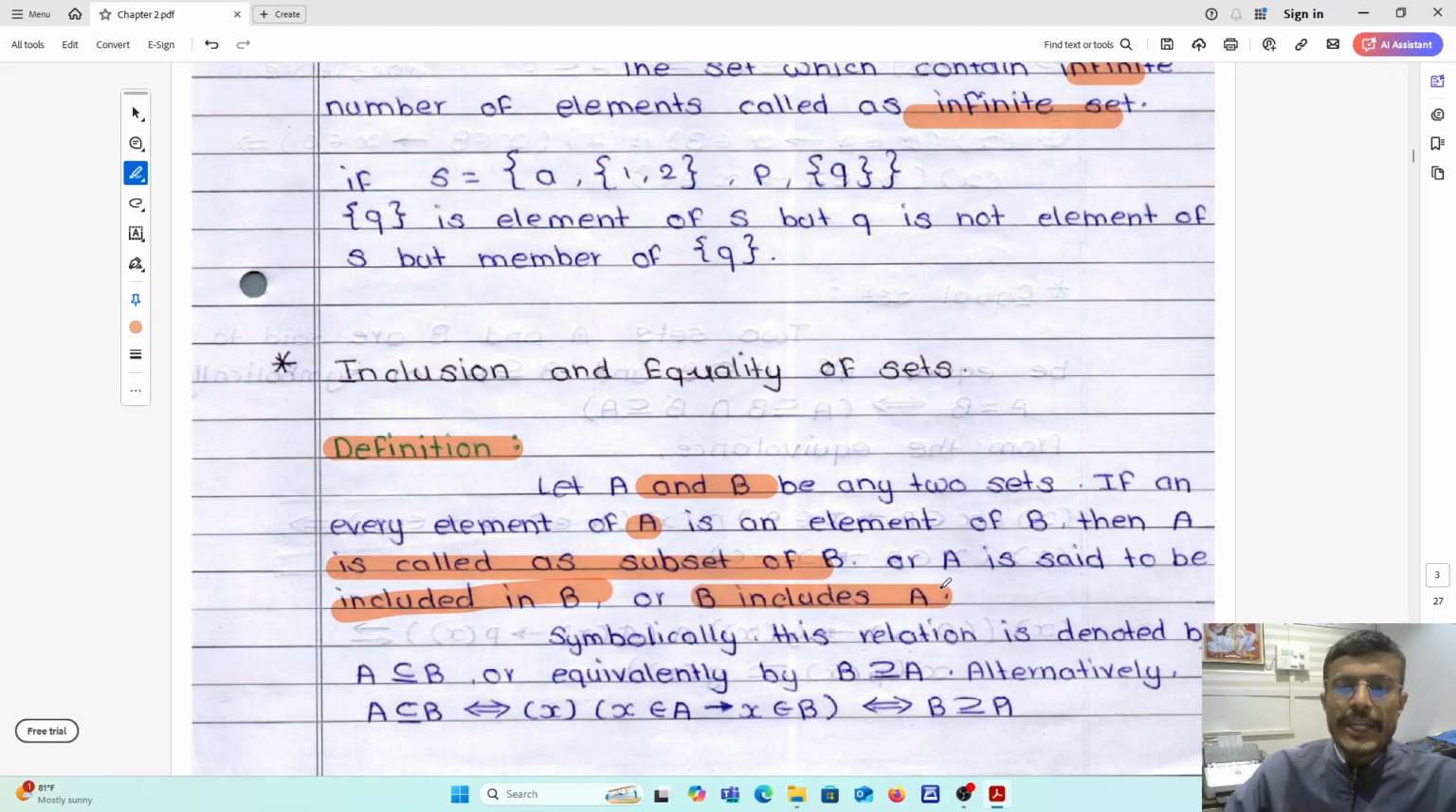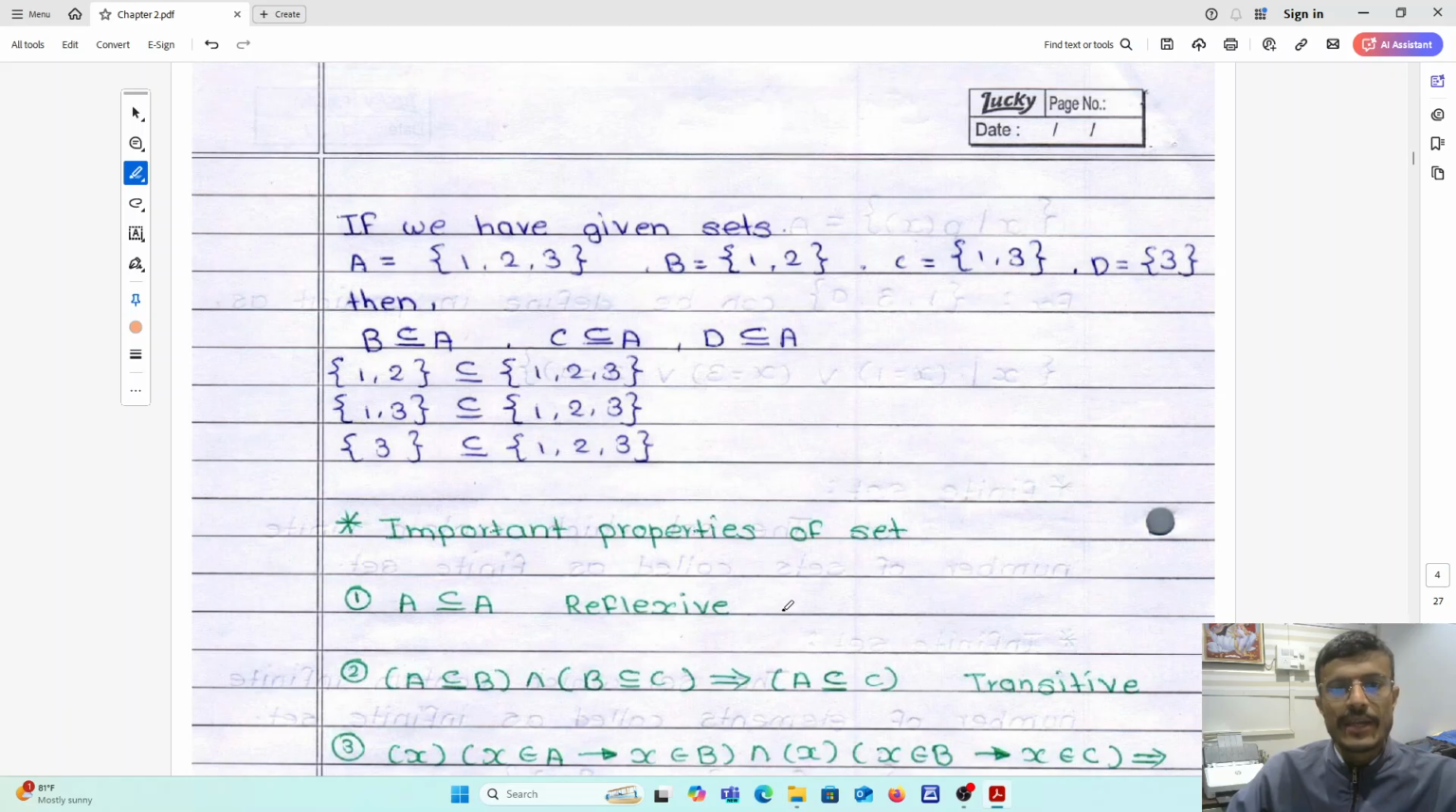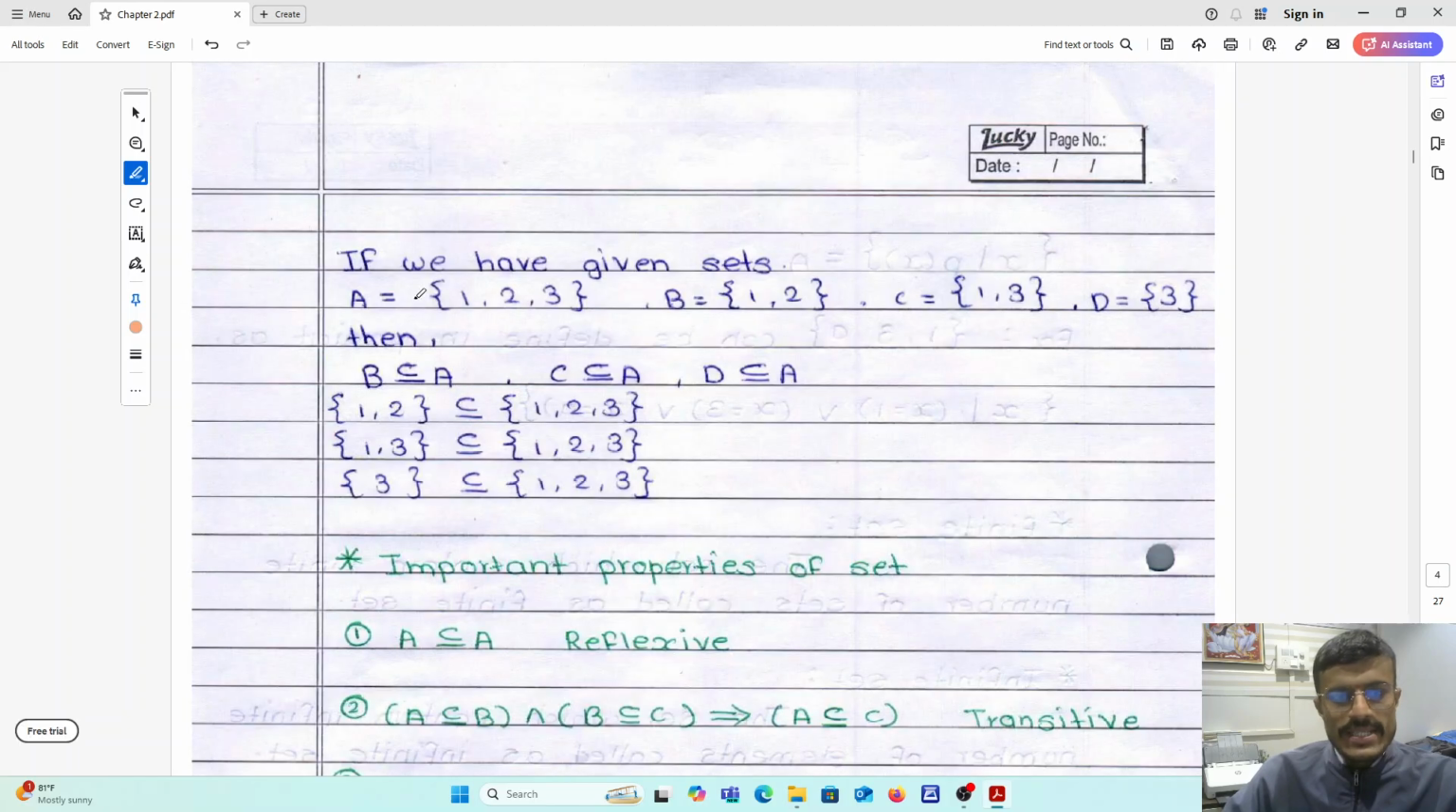Fine. Then equality of set. So what is meant by equality of set? When the given two sets are said to be equal. For example, A and B, you can see some examples are given to you. A is equal to {1, 2, 3}, that is the first set. B is equal to {1, 2}, C is equal to {1, 3}, D is equal to {3}. Then what you have to find out? Equality. So keep in mind that a set itself is equal to that particular set. Means A is equal to A, B is equal to B, C is equal to C, and D is equal to D. Fine.